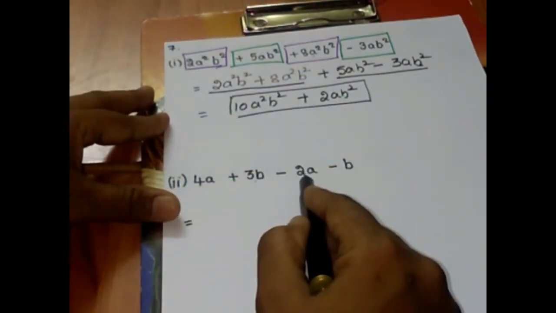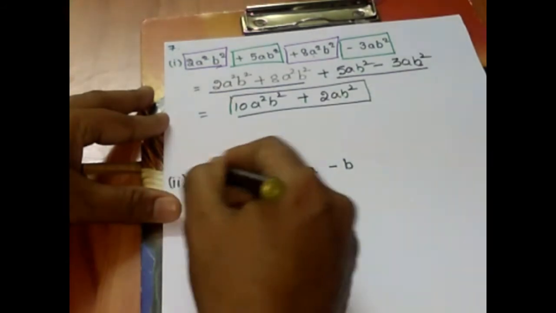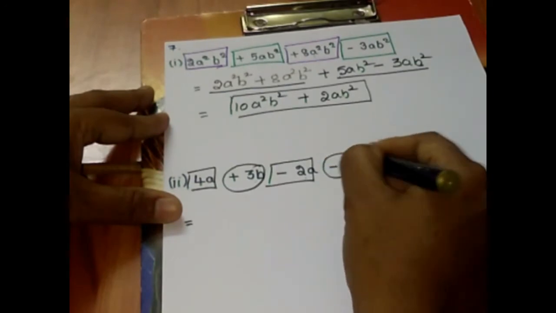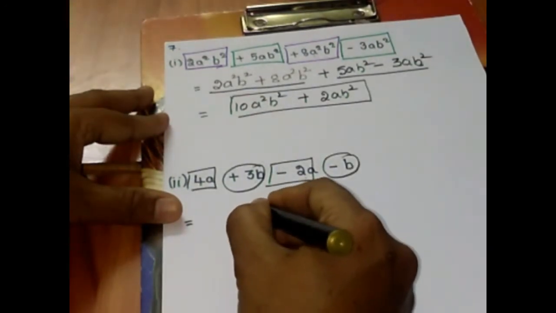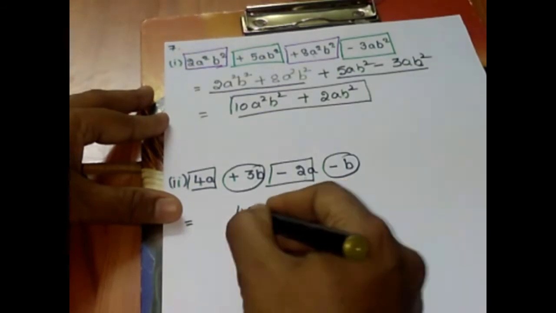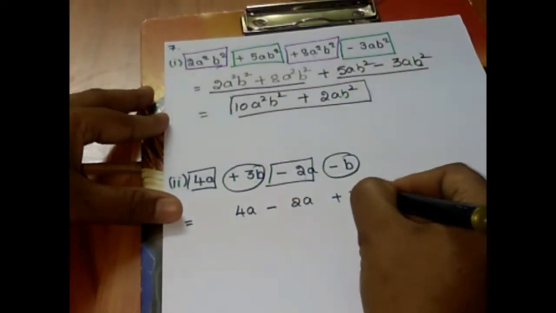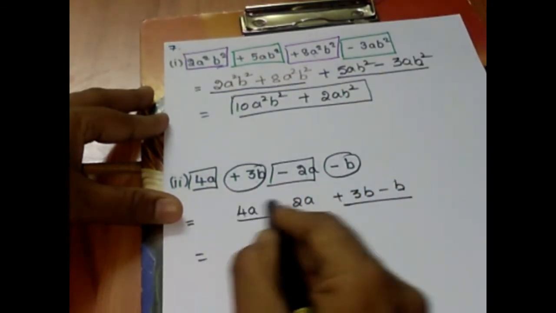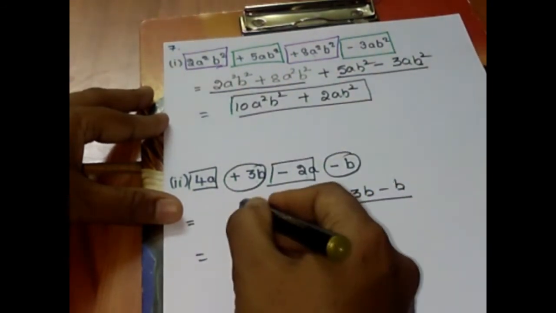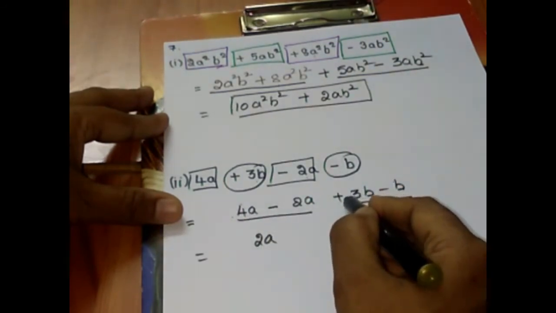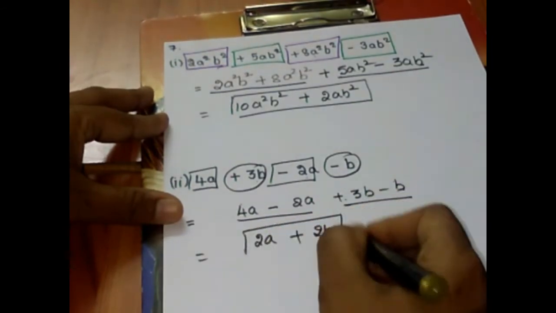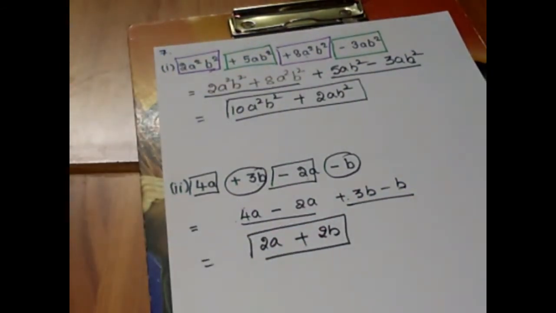4a 3b minus 2a minus b. Again I have the group of two groups, one with coefficients a, one with coefficient b. Let me start. I'll be a little bit quick, try to follow me. 4a minus 2a plus 3b minus b. First group, second group. 1 plus 1 minus, subtract, greater number sign is plus. 1 plus 1 minus, subtract, greater number is 3, so the sign is plus. Solution is 2a plus 2b.